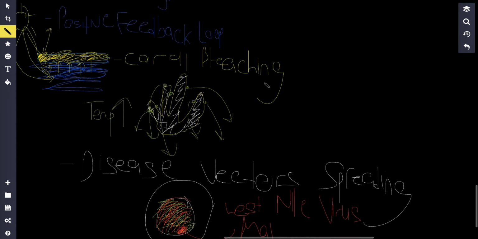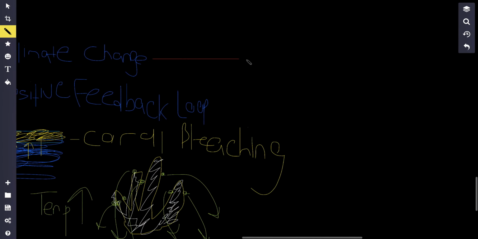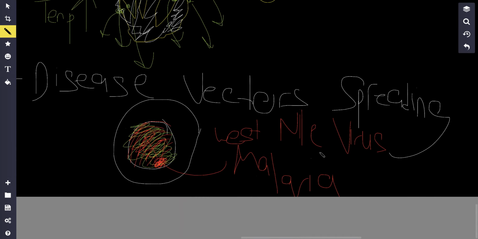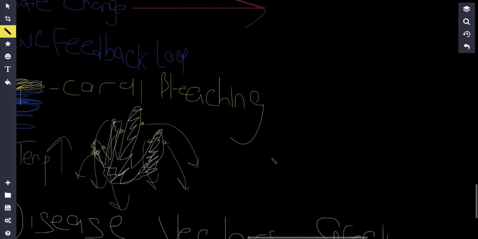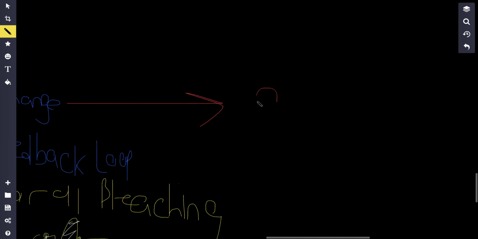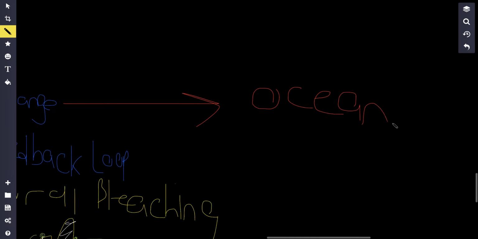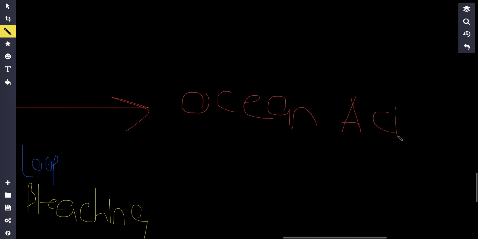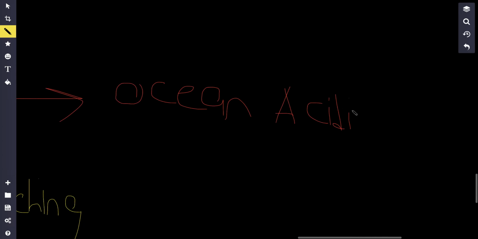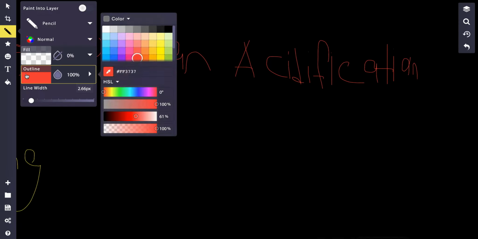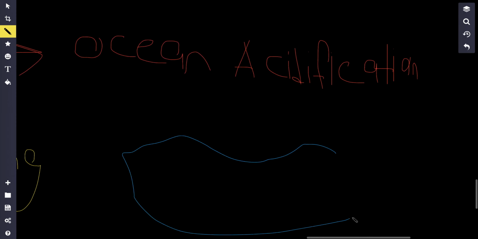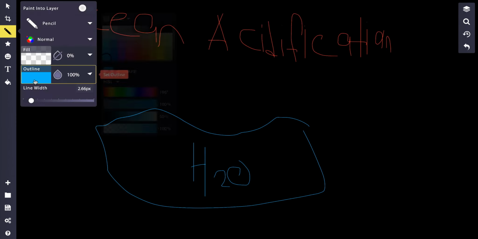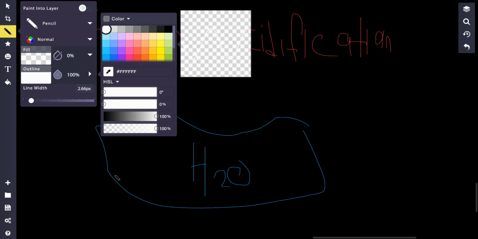All right. Another effect of climate change, and obviously, this is just bad for humans in general, right? But another effect of climate change. Let's talk more about the ocean. The ocean, in fact, is getting more acidic, aka the pH of the ocean is decreasing. Why? Because let's say this is the ocean. Ocean has water, H2O.